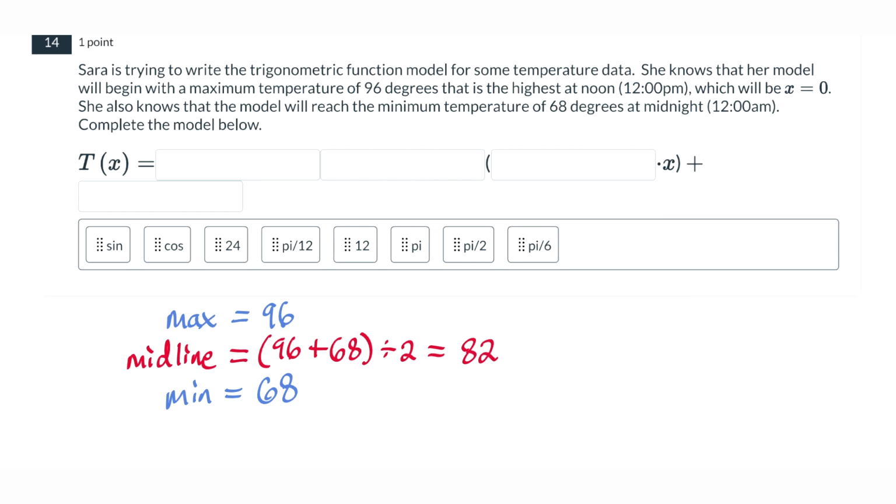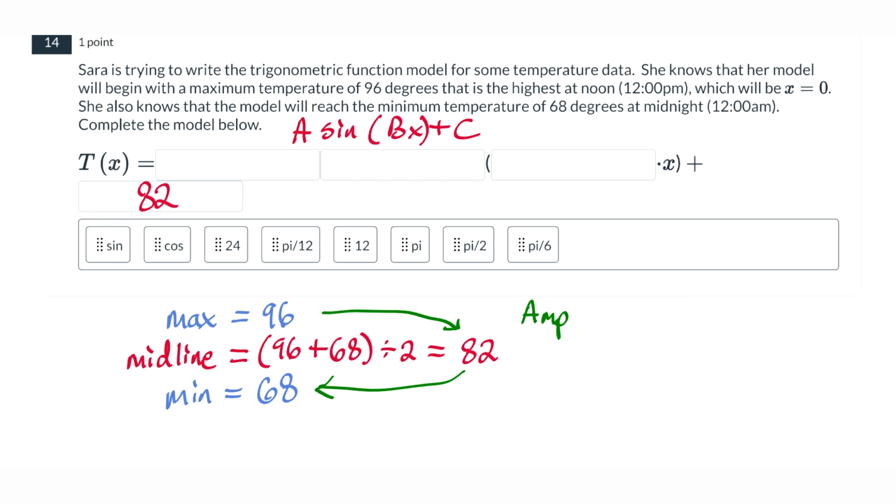So I know my midline value is 82, and that's our C value, right? So remember, this is based off of this idea: A sine, let's say, of bx plus c. We just found that our C value is 82. That goes here. We can also find the amplitude, because the amplitude is the distance from your max to your midline, or the distance from here to here would be your amplitude. So to find the distance, just subtract. So our amplitude, we can just go ahead and do 96 minus 82, 14.